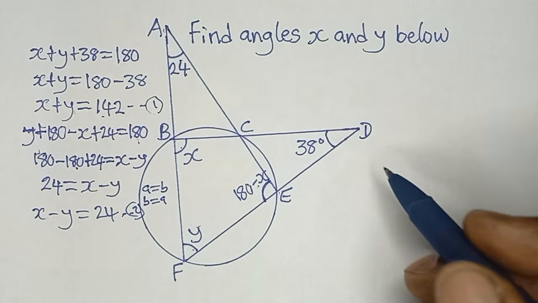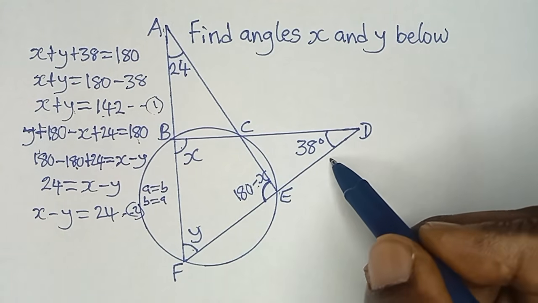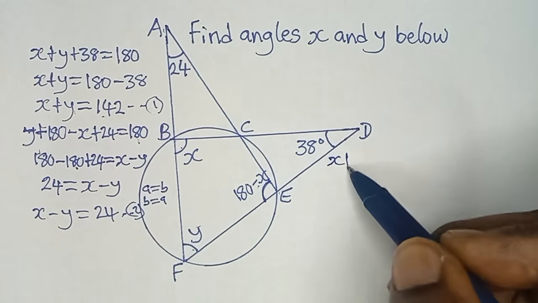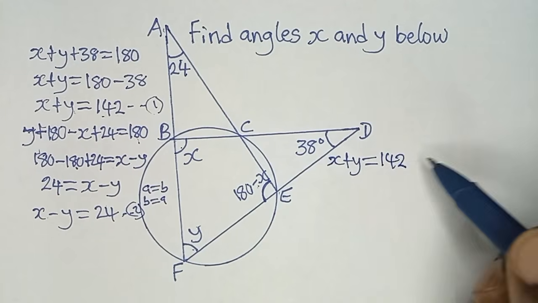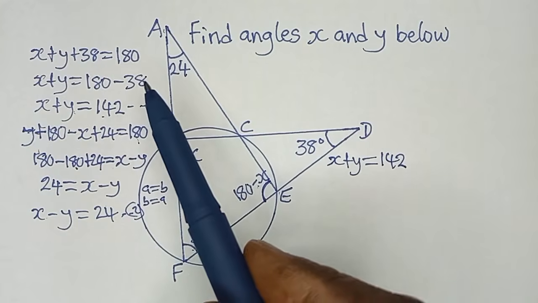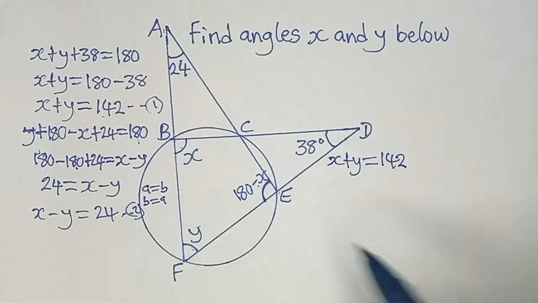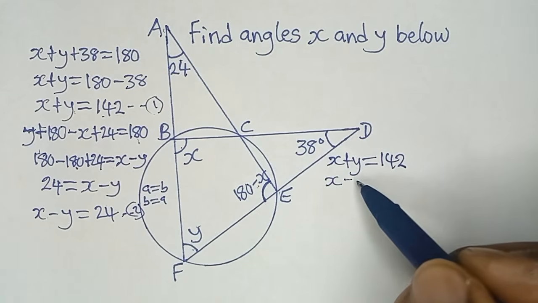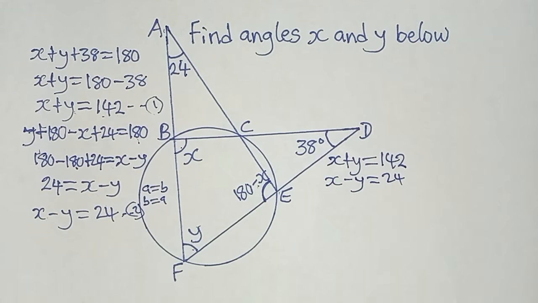So let me use this side now. Equation 1 is saying x plus y is equal to 142. I'm sorry, that is equation 1. You can see it there. Then equation 2 says x minus y is equal to 24.